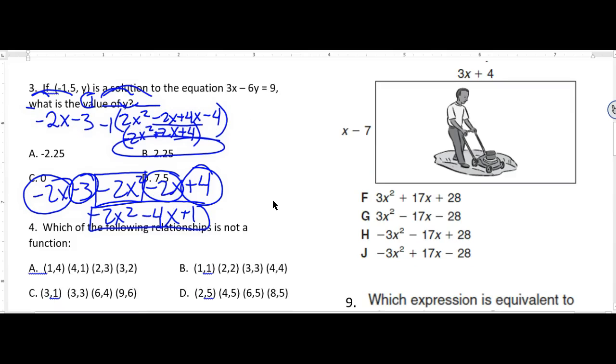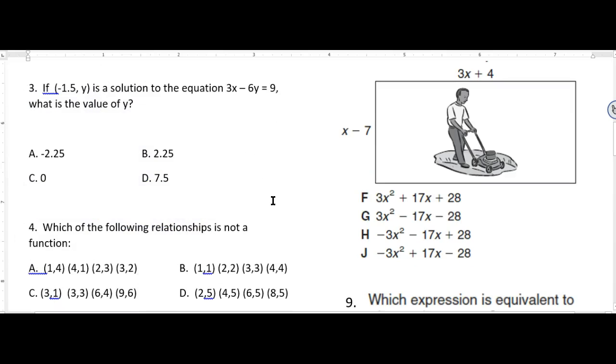Number 3. They're giving us an ordered pair, telling us it's a solution to this equation, and asking what is y. I know a couple things going on here. A solution has to be able to be correctly plugged in to x and y. They're giving me the x, but I have to find the y.